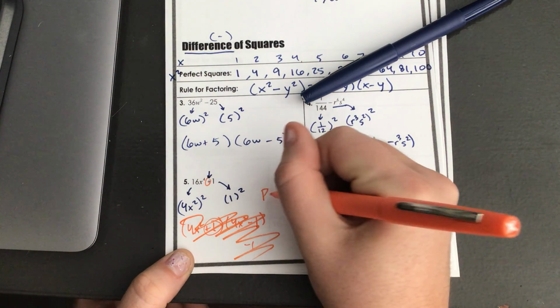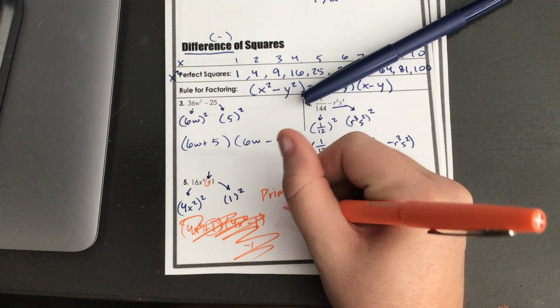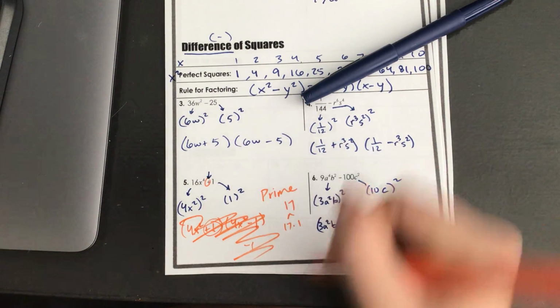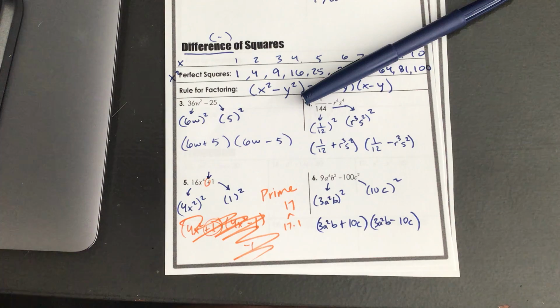This is actually a prime factor. Kind of like how 17 is a prime number. You can only multiply 17 times 1. This one cannot be factored. It can only be multiplied by 1, and it cannot be simplified further.